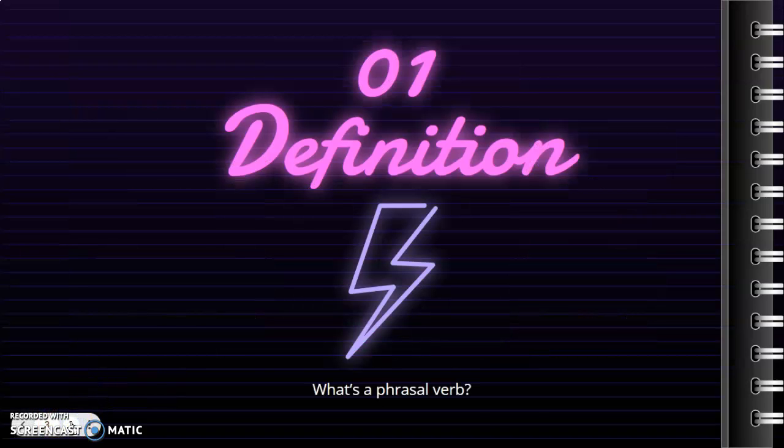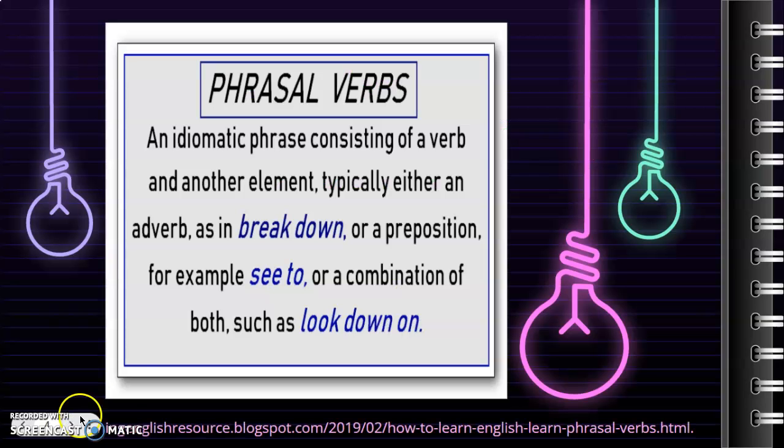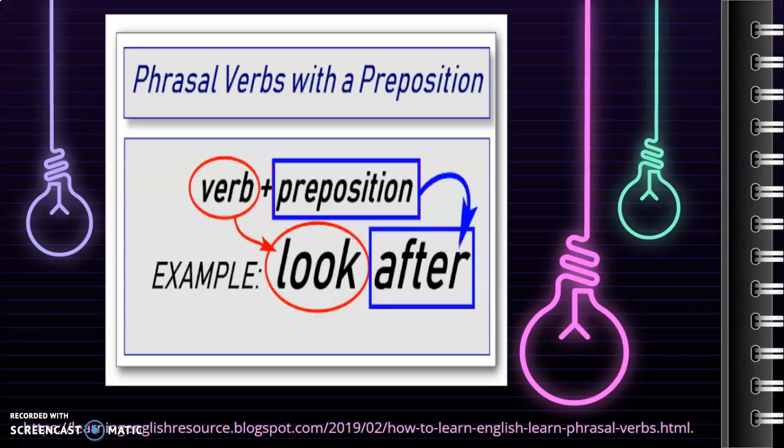Okay, first of all, what is a phrasal verb? Well, phrasal verbs are idiomatic expressions or idiomatic phrases that consist of a verb and another element. This can be an adverb or a preposition, but in some cases, we can have a combination of both. Phrasal verbs with prepositions are, for example, look after. Look is a verb, after is a preposition.